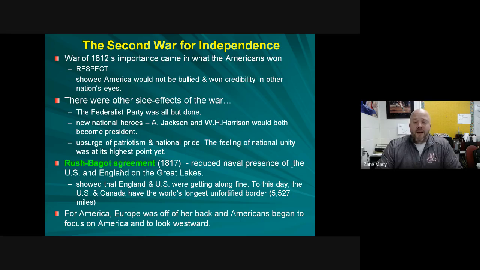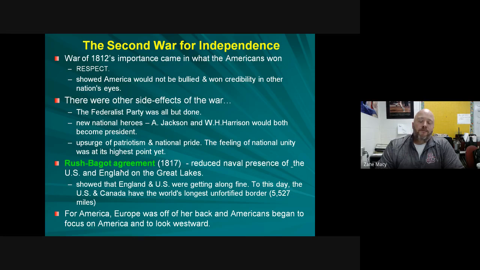To this day, the United States and Canada have the world's longest unfortified border in the world. 5,527 total miles. When you factor in the continental United States and the border between Alaska and Canada, we do not have fortifications along any of that border.